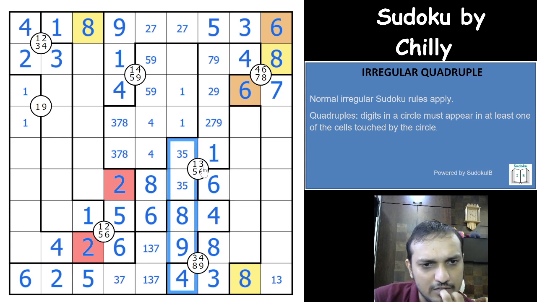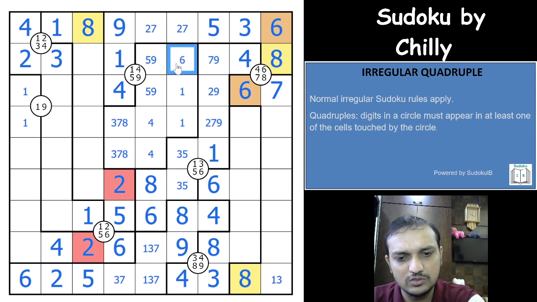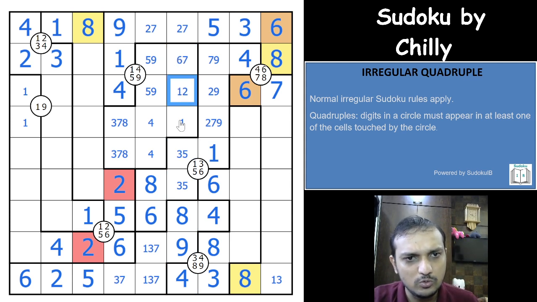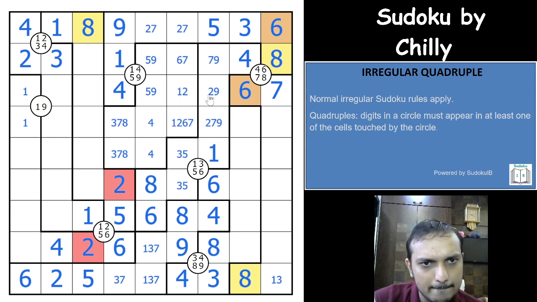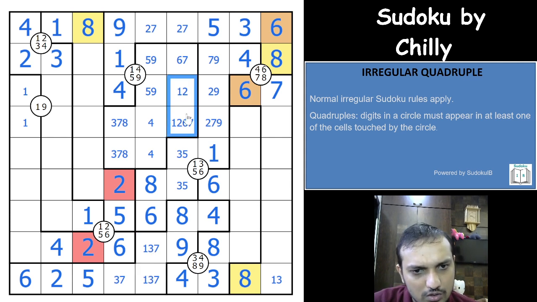3, 5, 8, 9, 4, 1, 2, 7 and 6. So 1, 2, this is 6 and 7, 6, 7, 1, 2. 1, 2, 6 and 7. Okay. 6. 1 would have to be in one of these 2 cells. So 1 is in one of these 2 cells. Okay.